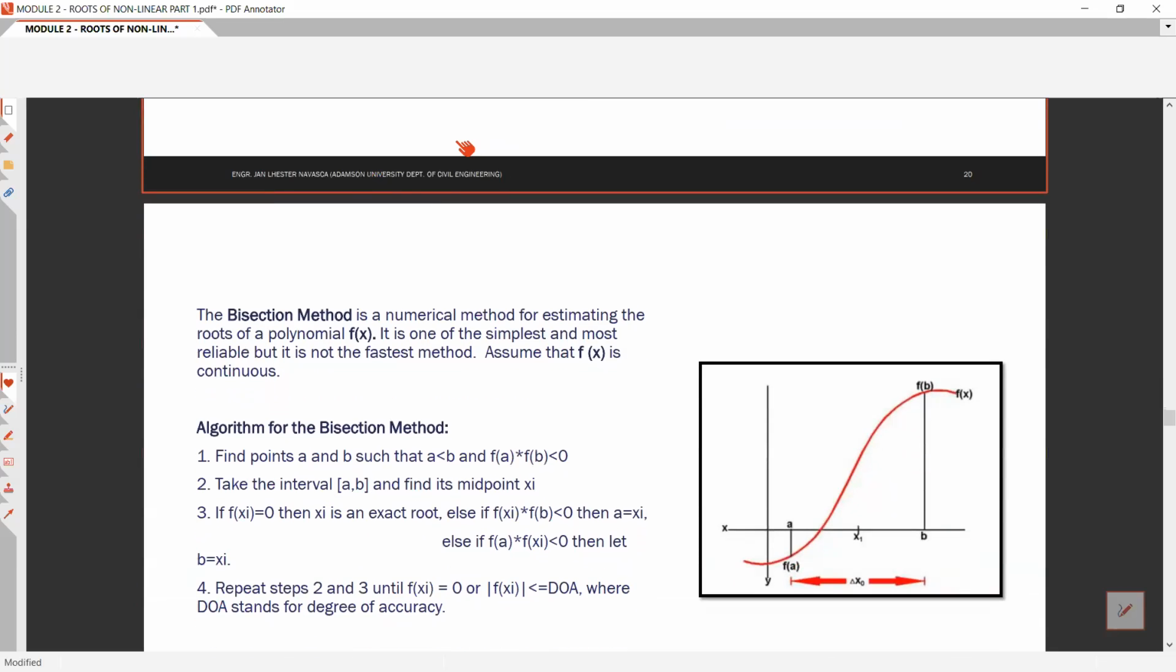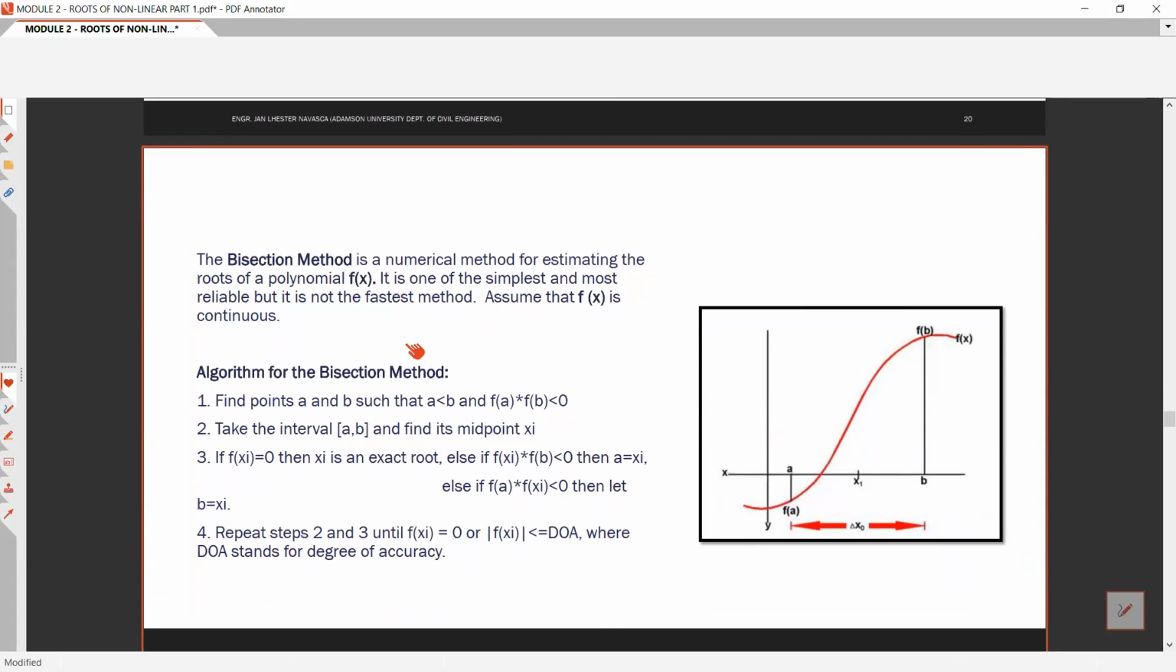So for the bisection method, ang algorithm dyan is a numerical method for estimating the roots of polynomial functions. It is one of the simplest and most reliable, but it is not the fastest method.